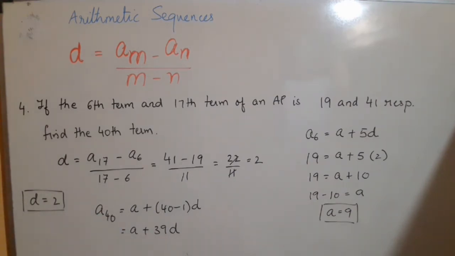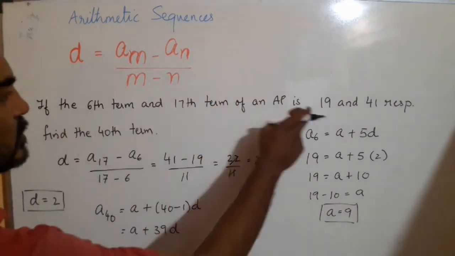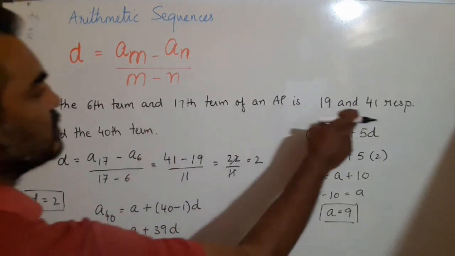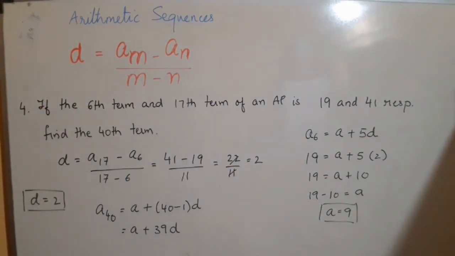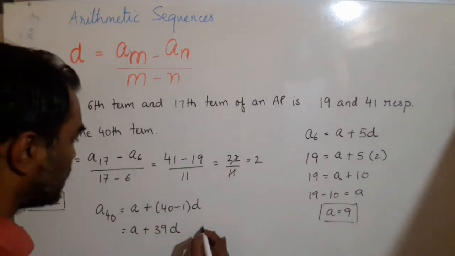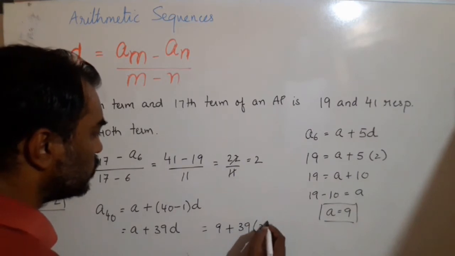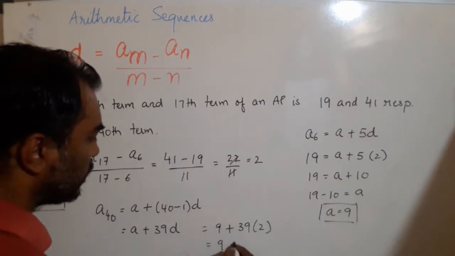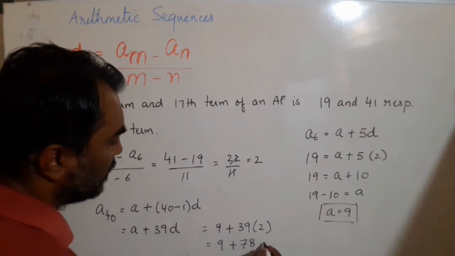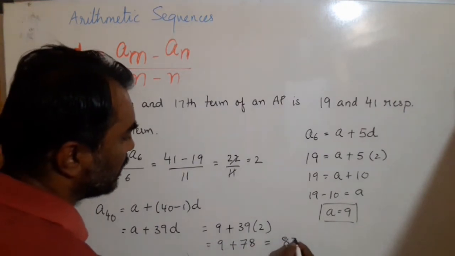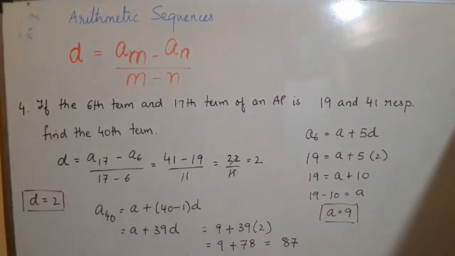But since I did not know the a, I found out the a by the term which was known to us. The sixth term is known as 19, the 17th term is 41, so we can use either formula. So we have found the a. Now let us replace the value. So it is 9 plus 39 into 2. 39 twos is 78, and 78 plus 9 should give us 87. So the 40th term of this sequence is 87.